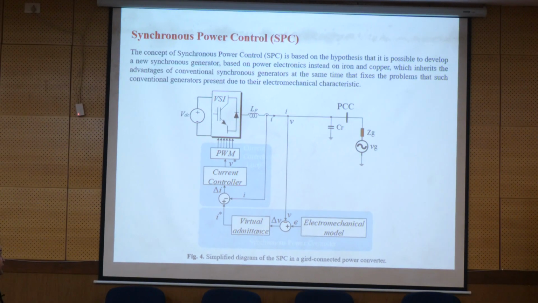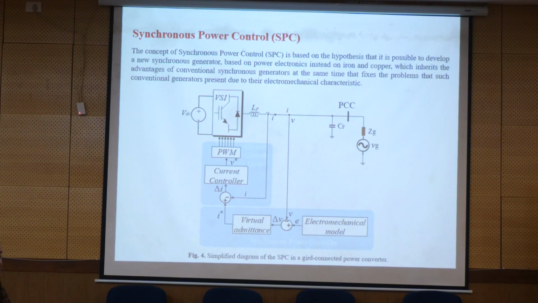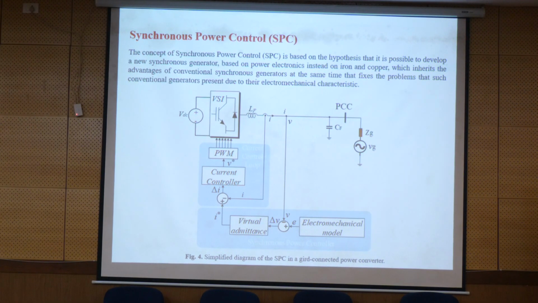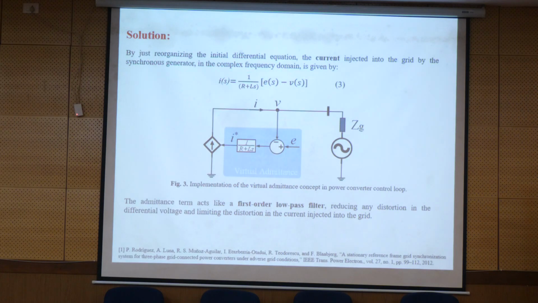But here I mentioned that instead of having the impedance, we can create the virtual admittance. The reason is that when we use the admittance, this one is working as a first order low pass filter. Instead of increasing the high frequency distortion, it reduces it, working like a filter for removing this distortion injected to the grid.